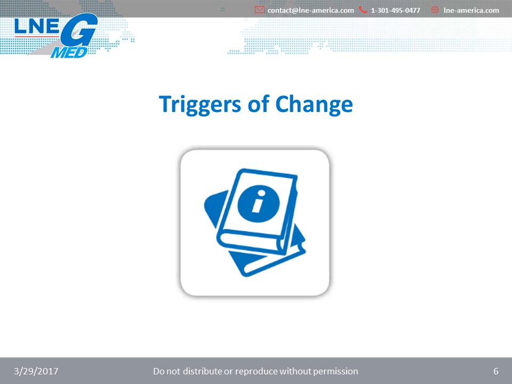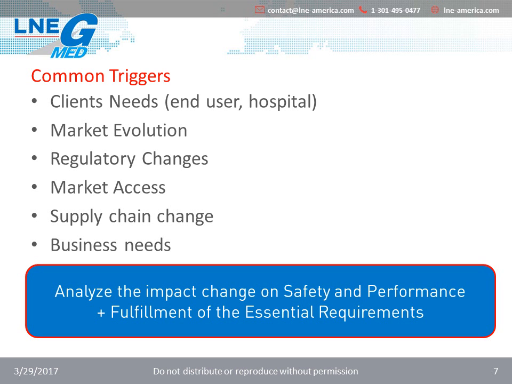Now let's move on to the triggers of change. Triggers of change notices can vary from a change in labeling font to adding a device variant in order to meet client needs, regulatory changes, or market evolution. But no matter what the trigger of change is, the bottom line is to analyze the impact of this change on the safety and performance requirements, and also its fulfillment to the essential requirements applicable to your specific product and to your quality system.